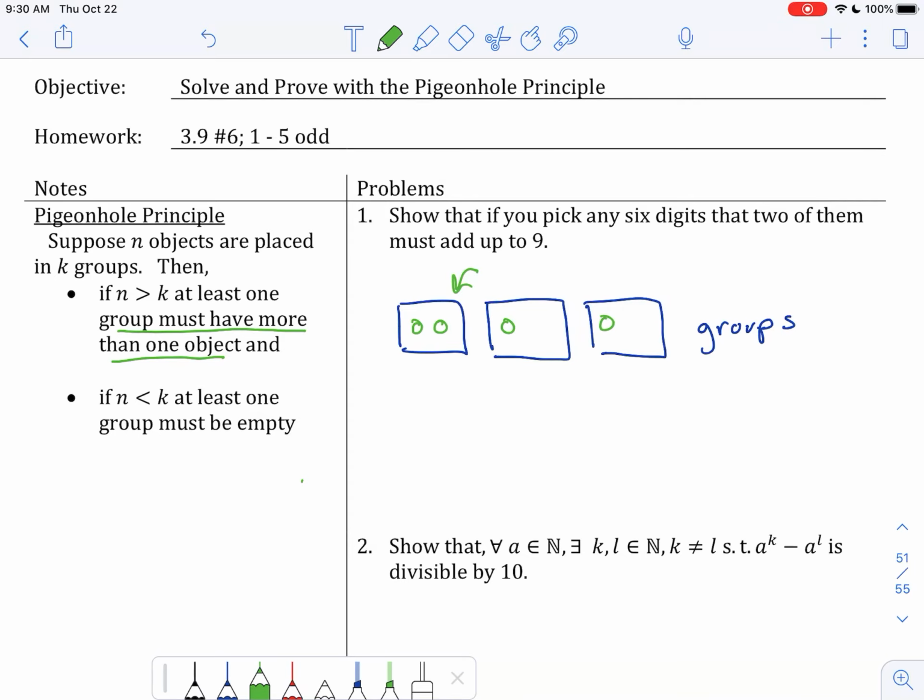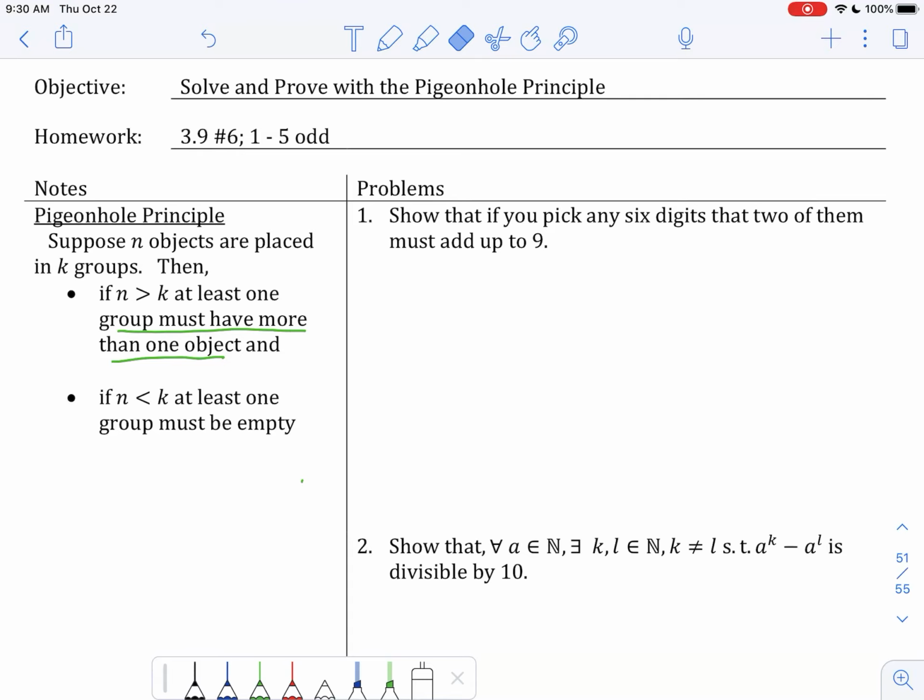However, if there's 3 groups and only 2 pigeons, even if they all spread out, there's going to be an empty one. And even if they all join together, there's still going to be at least one that must be empty. So this is one of those things in math that maybe feels so rudimentary that it's obvious, but it can actually be a really powerful idea.